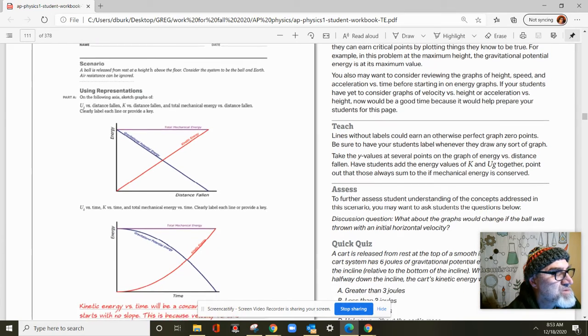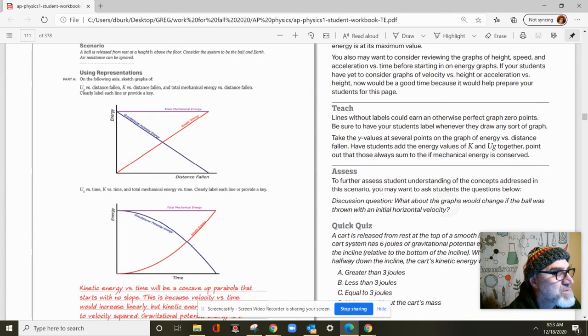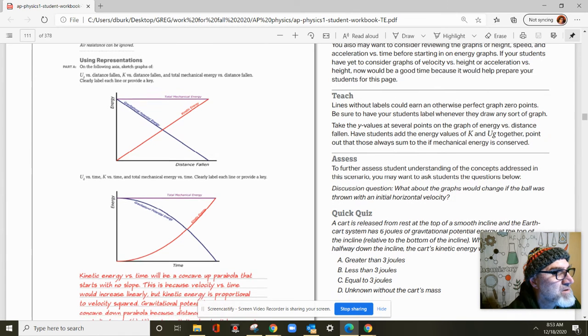4C, energy graphs. A ball is released from rest at a height h above the floor. Consider the system to be the ball and the Earth. Air resistance can be ignored. Potential energy versus distance fallen. In the following axis, sketch graphs of UG versus distance fallen.